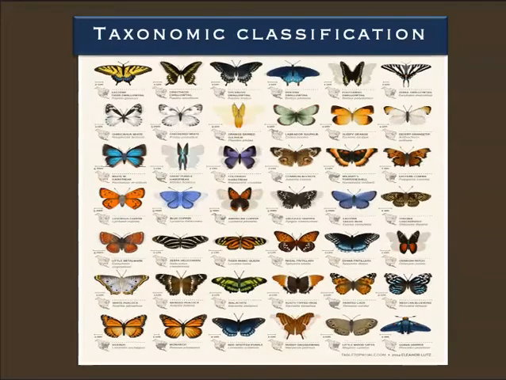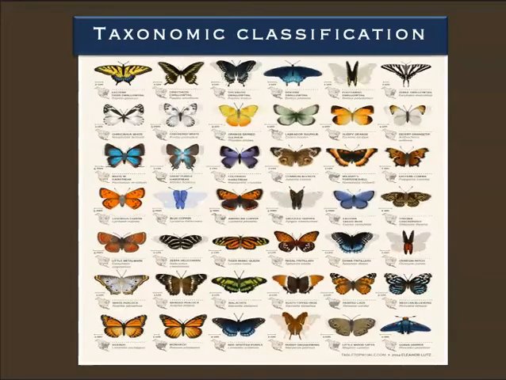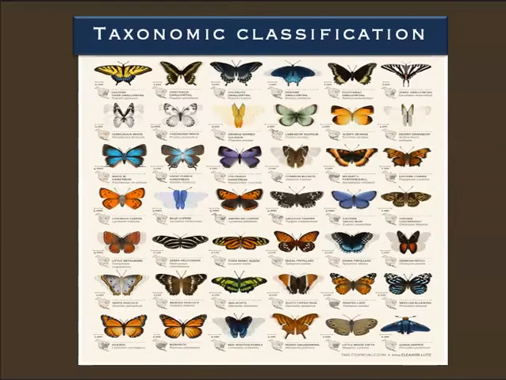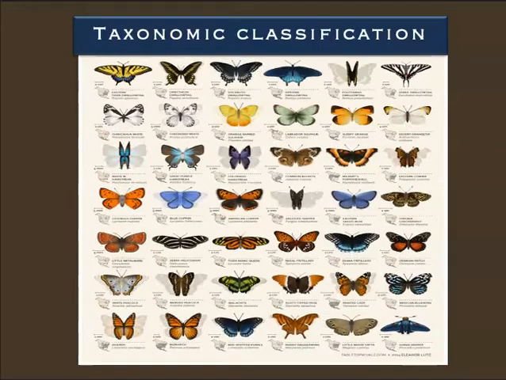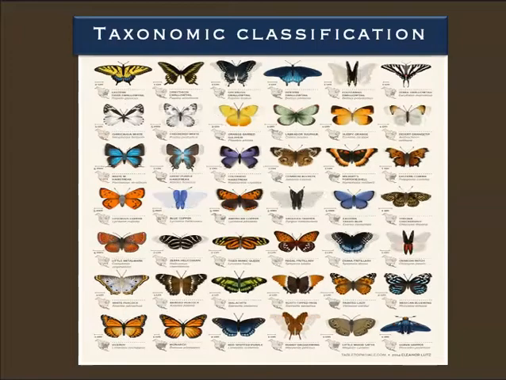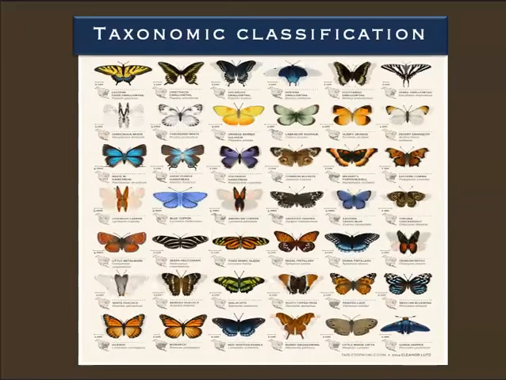Today we're going to talk about how we categorize living things, and that science is called taxonomy. Taxonomy and classification mean more or less the same thing. Taxons are probably groups of anything, but in our case, groups of living organisms. And you can see there's a lot of different types of organisms.